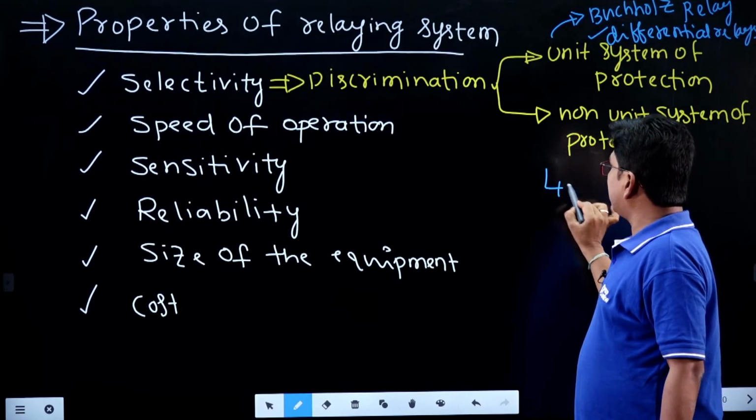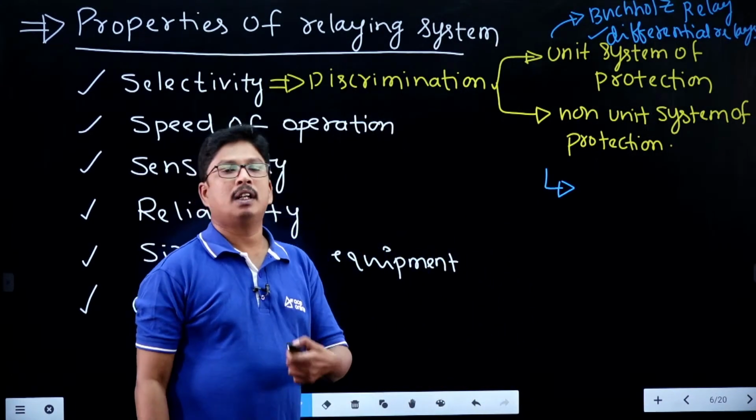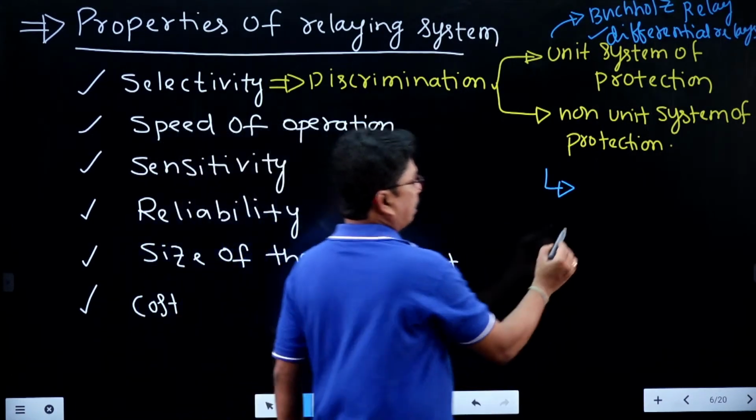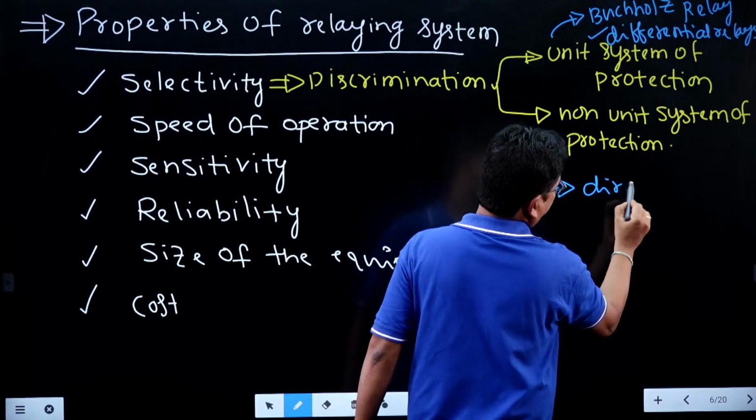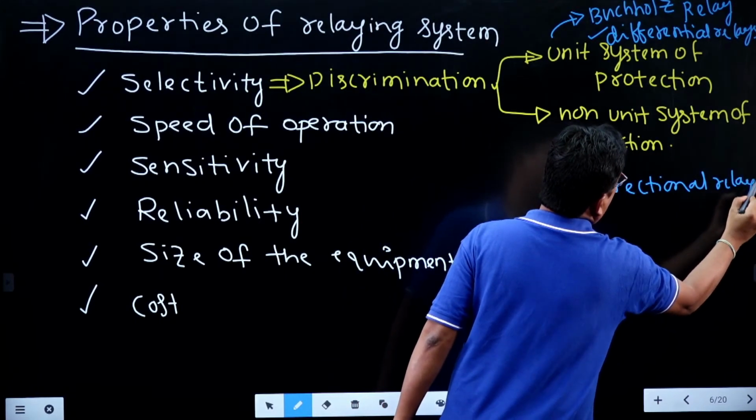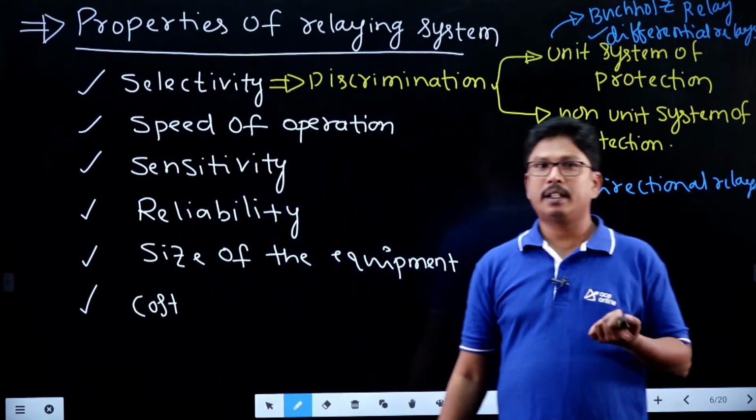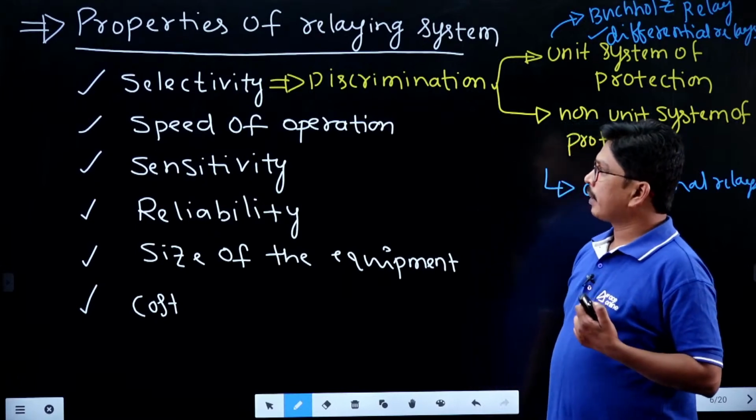And for non-unit system of protection, the best examples are the directional relays. Directional relays, or overcurrent relays also, we can take as the best examples of the non-unit system of protection. Right, students?